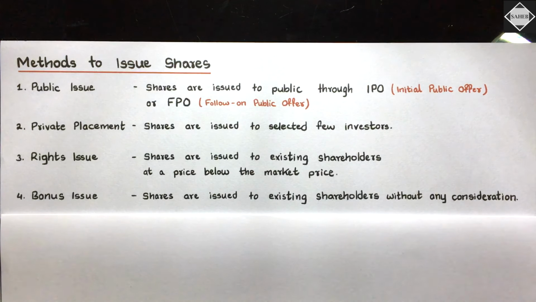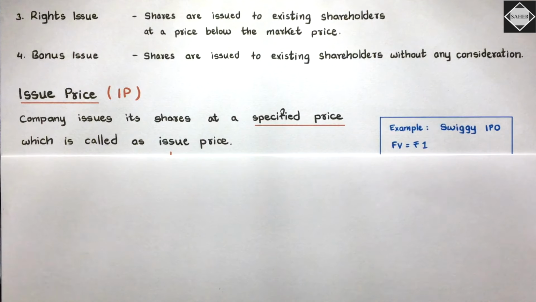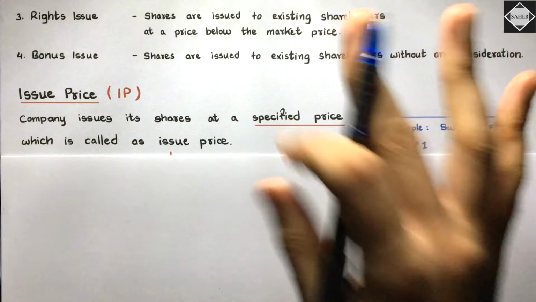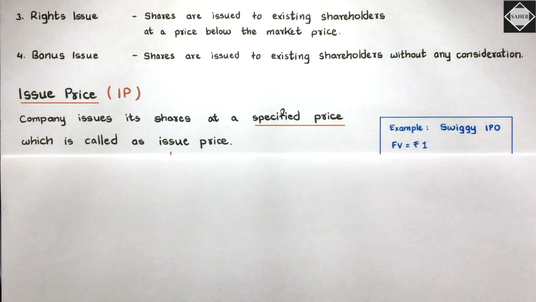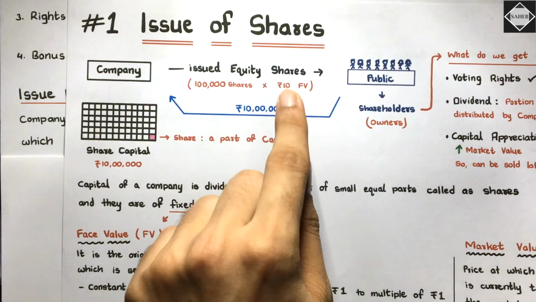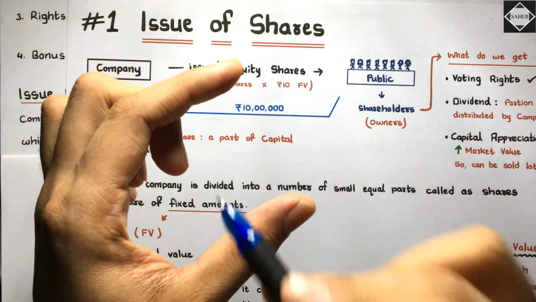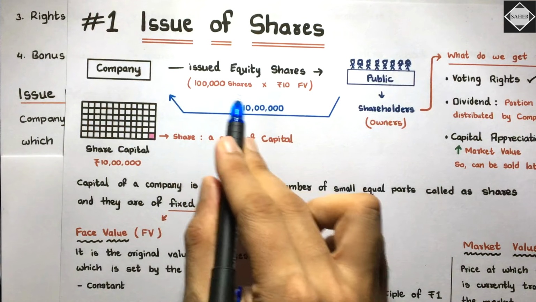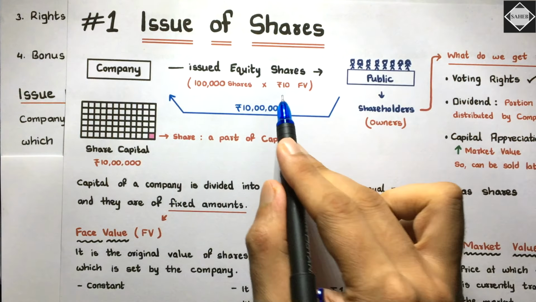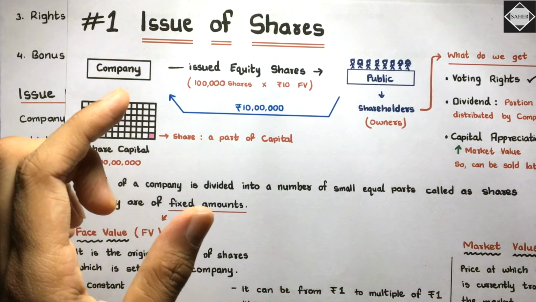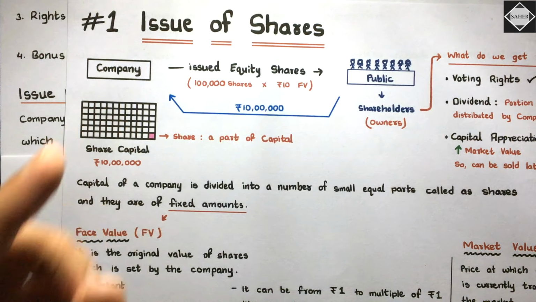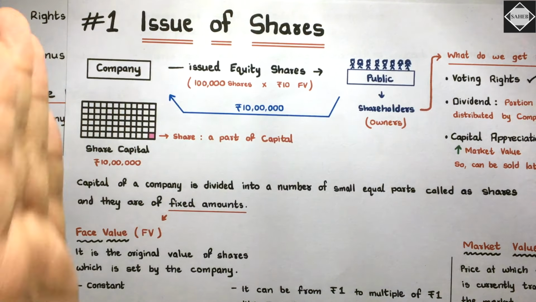Now let's understand issue price, which we also call IP. In the beginning I told you about this. When a company issues shares, it issues them at a specified price. That price is known as issue price. In this example, 1 lakh shares we issued. At what price did we issue? 10 rupees. So 10 rupees is the issue price. 1 lakh into 10, 10 lakh money we got. Face value is different. Face value is the original value that we set in the beginning when we start the company.